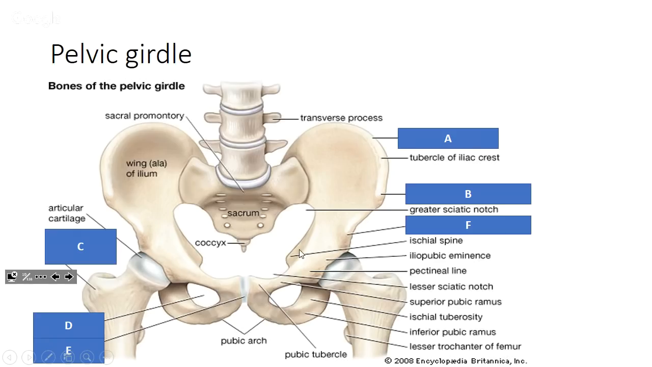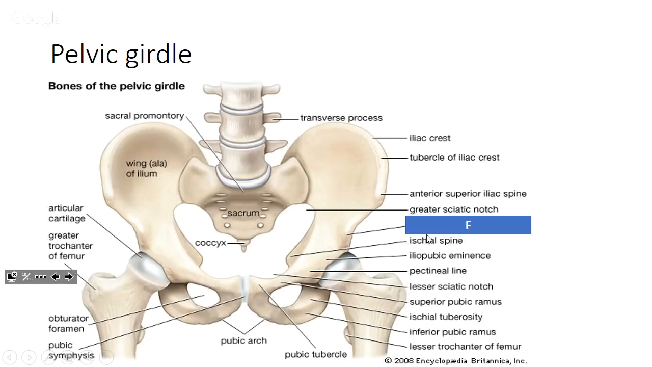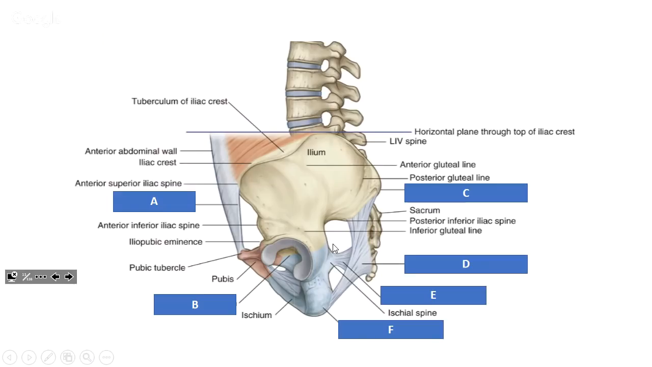So just a pop quiz. What's A? Yep, good. Iliac crest. Next, just shout it out, guys. ASIS, good. C? Yeah, is the greater trochanter. D is? Yeah, that's right. Obturator foramen. And E? Pubic symphysis. And F? Yeah, it's the anterior inferior iliac spine. It's not really important anyway.